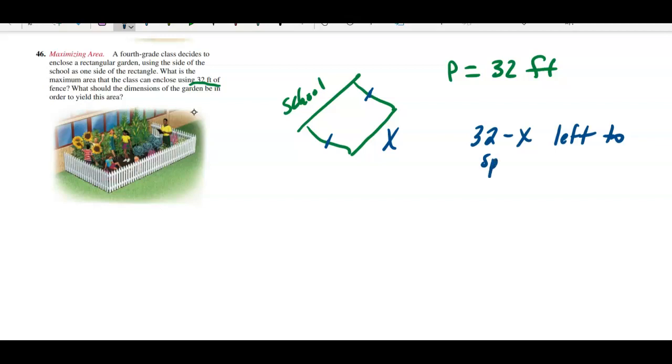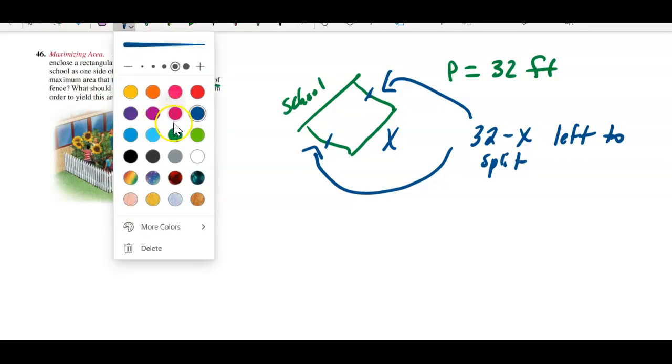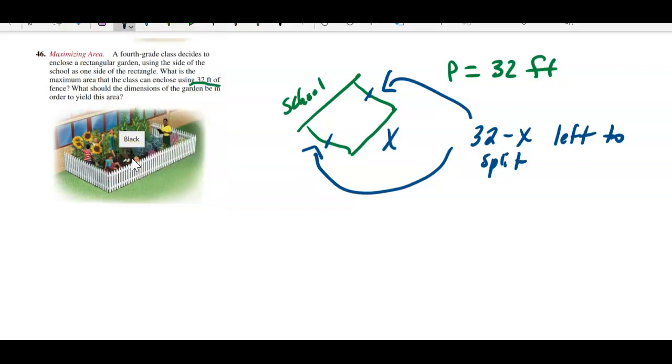And we have to split it equally on this side and that side. Okay, because those sides, one can't be longer than the other, because if it is, then we would not have a rectangle. All right, so it has to be split perfectly evenly in half. So the lengths of those other sides would be found by simply saying 32 minus x divided by 2.